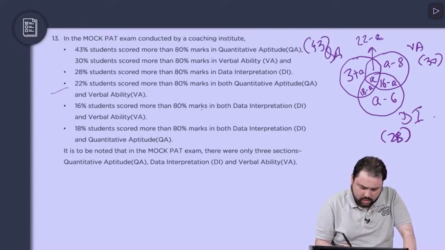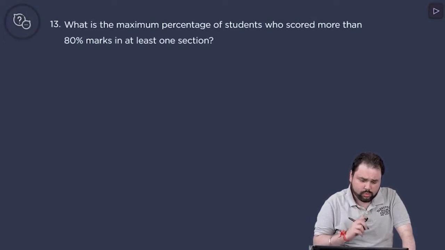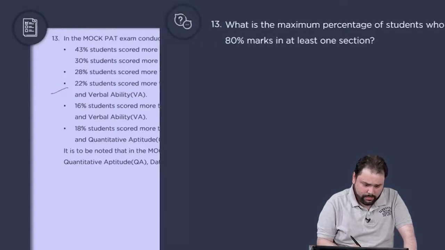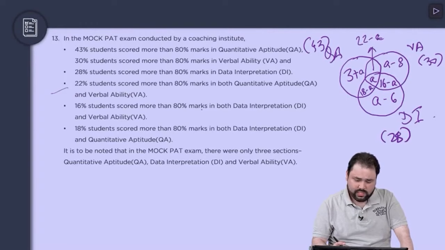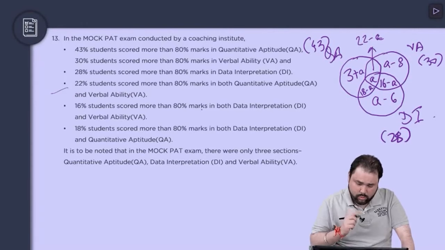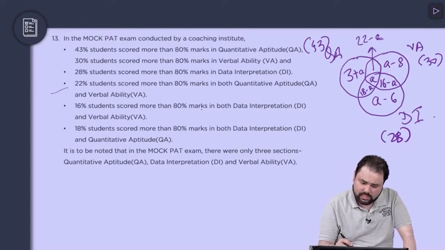I've reached here. What is the question? The question is, what is the maximum percentage of students who scored more than 80% in at least one section? Who scored more than 80% in at least one section. So this entire circle, this entire area. So maximum of all of this. So what is the sum of this?